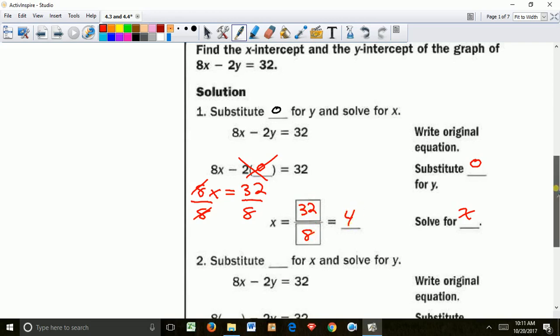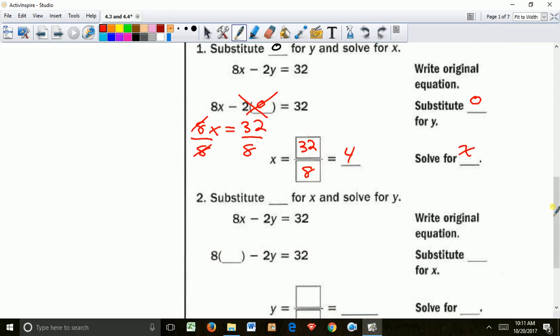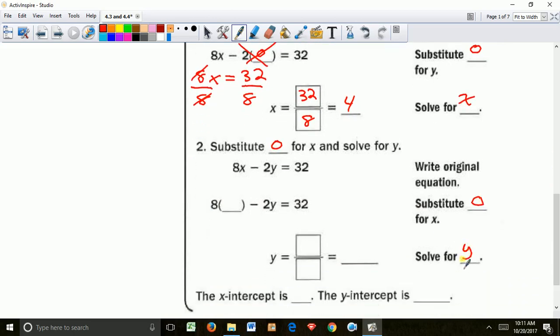So the x-intercept is the point (4, 0), and then to get the y-intercept, substitute 0 in for x and solve for y. After you plug in 0 for x, you now get the one-step equation, negative 2y is equal to 32, and now you can divide both sides by negative 2. Y is now by itself, so now you have 32 divided by negative 2, which is negative 16. So in this case, the y-intercept is negative 16, and the x-intercept is 4.